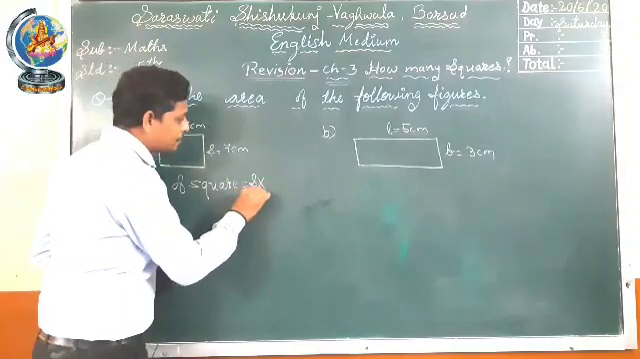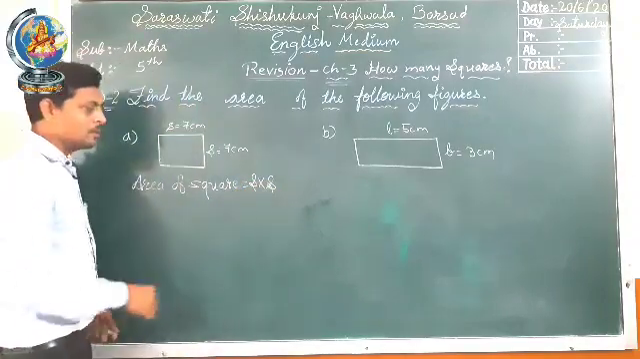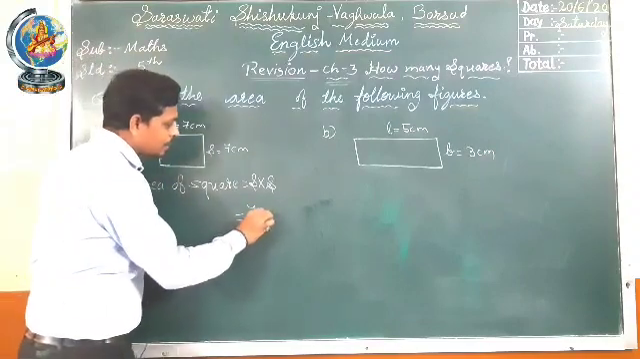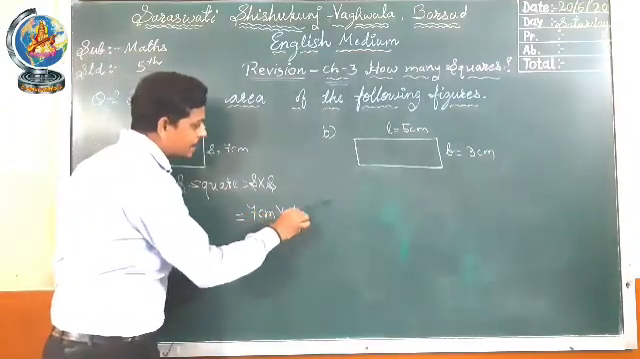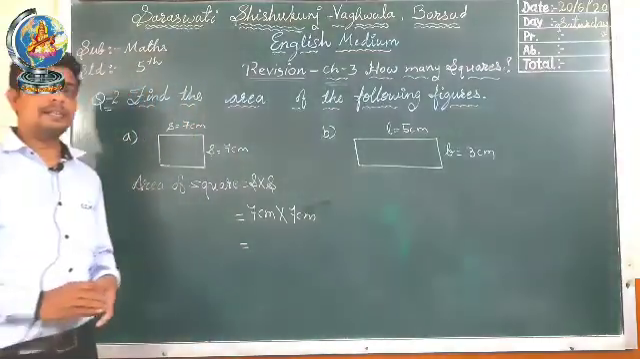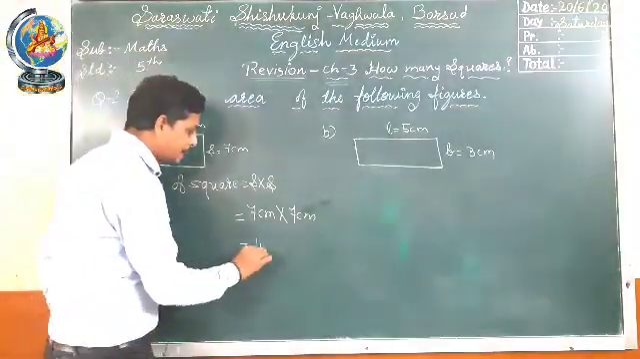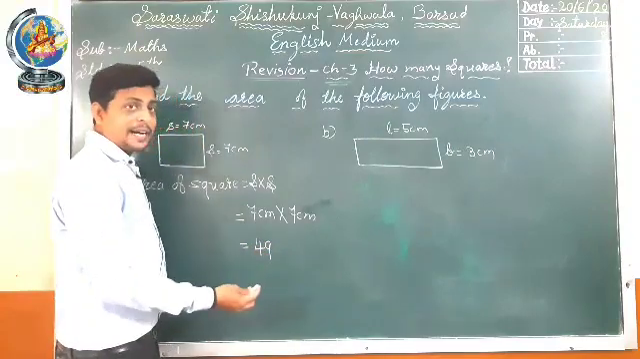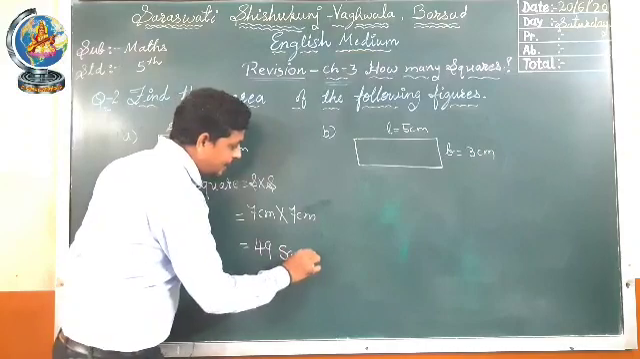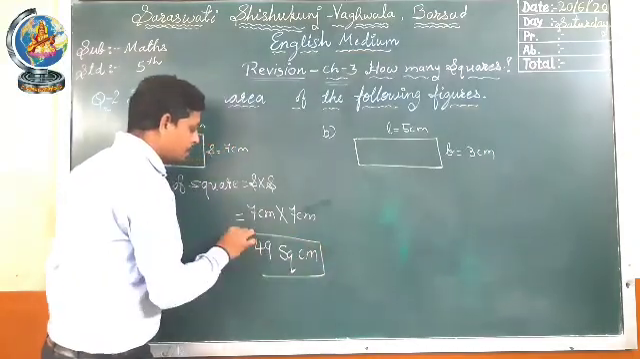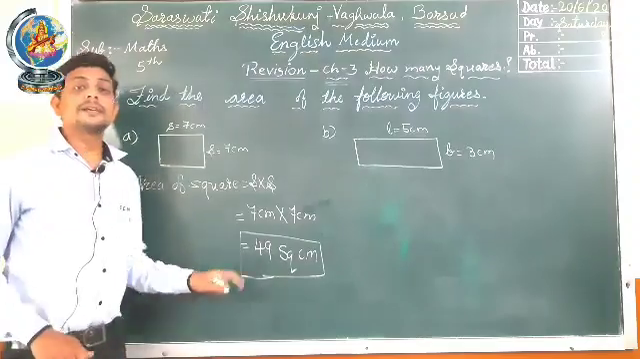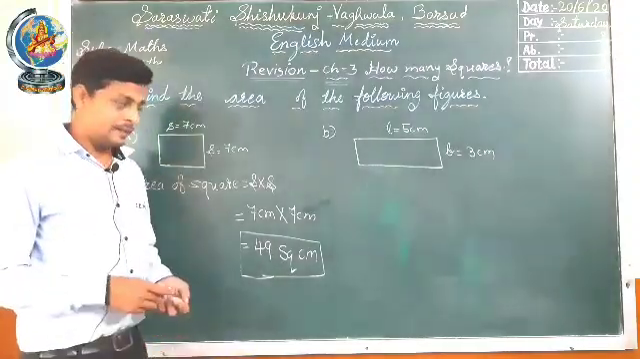So, side into side means S into S. Side is equal to how much? 7 centimeter. So, 7 centimeter multiplied by 7 centimeter. So, 7 into 7, how much? 7 7s are 49. But when we write the unit, we write unit square centimeter. Why do we write square here? We write square because area is measured in square units.